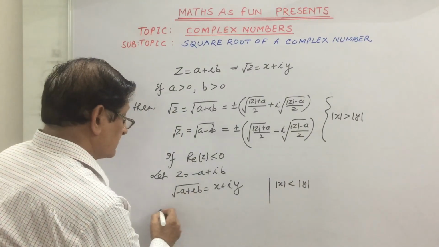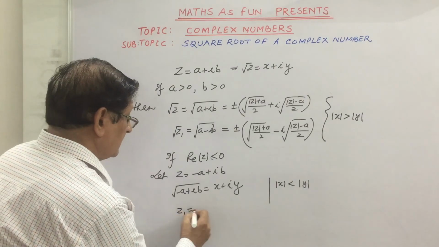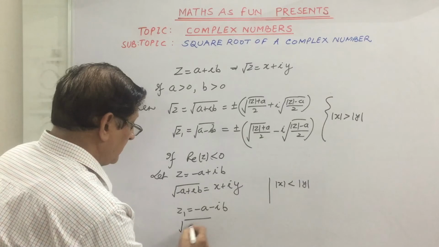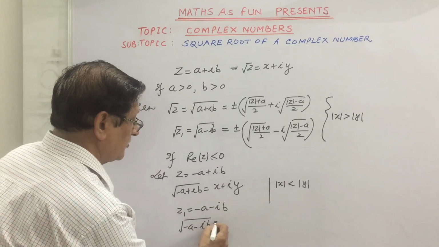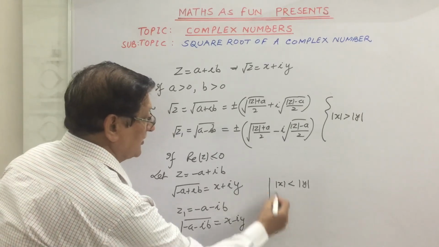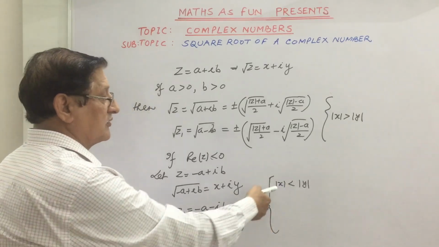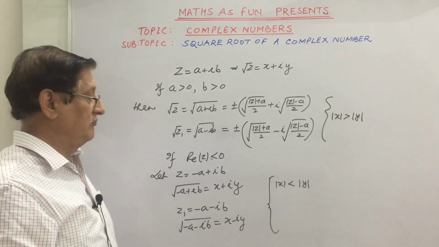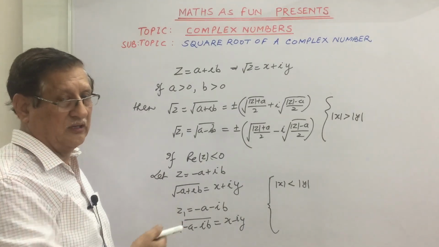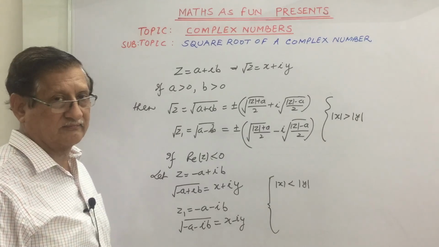and if it is z1, that is minus a minus iota b, then you will have root of minus a minus iota b equal to x minus iota y, but in both the cases you will have the same thing, that modulus x will be less than modulus y. This you could keep in mind, and then your answer will be perfectly alright.